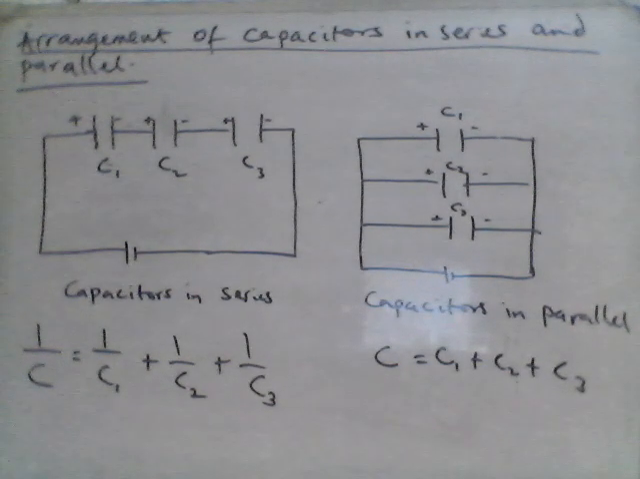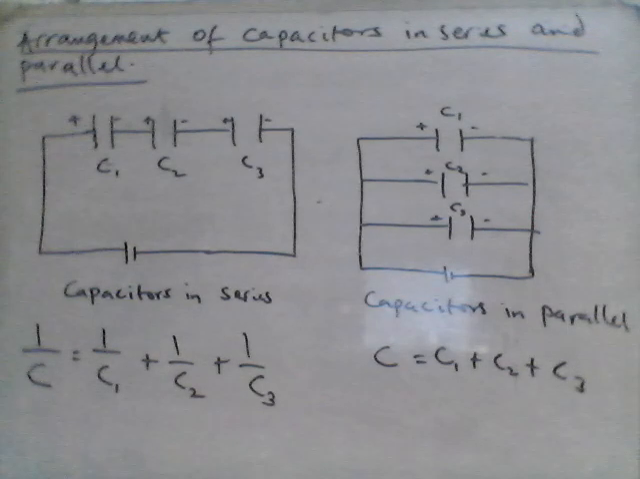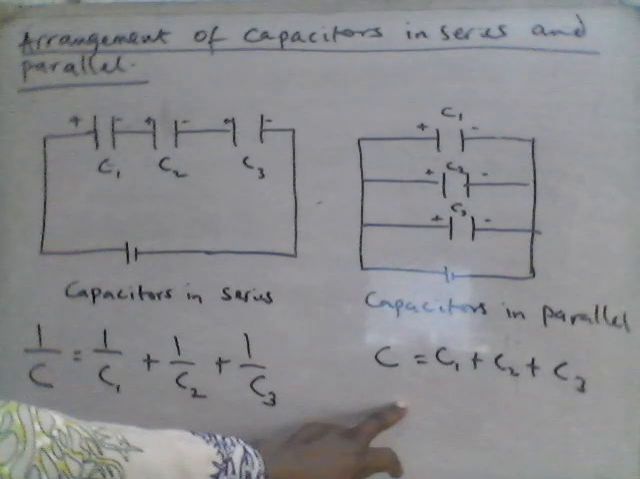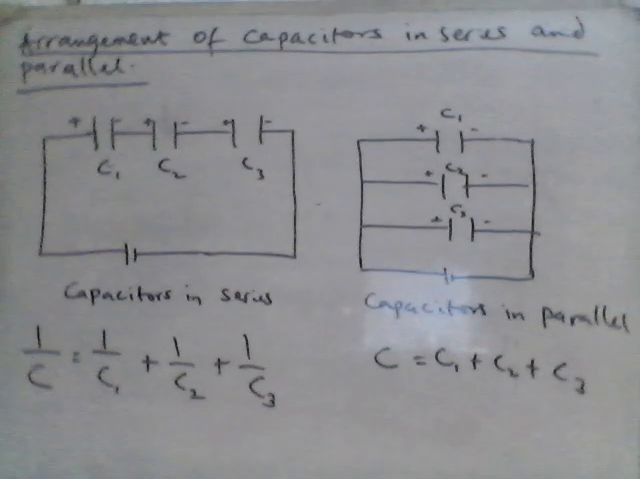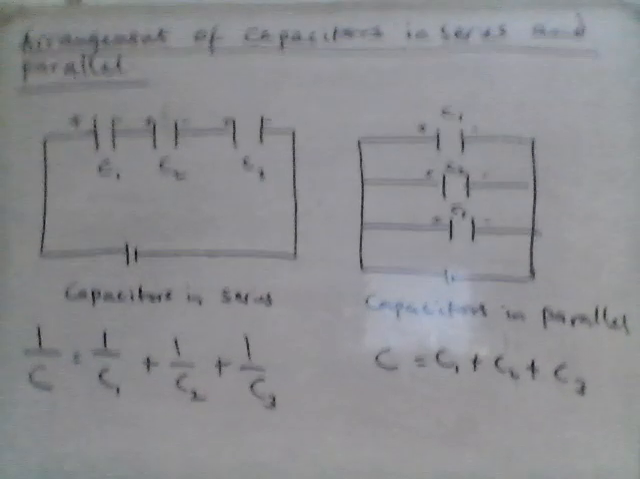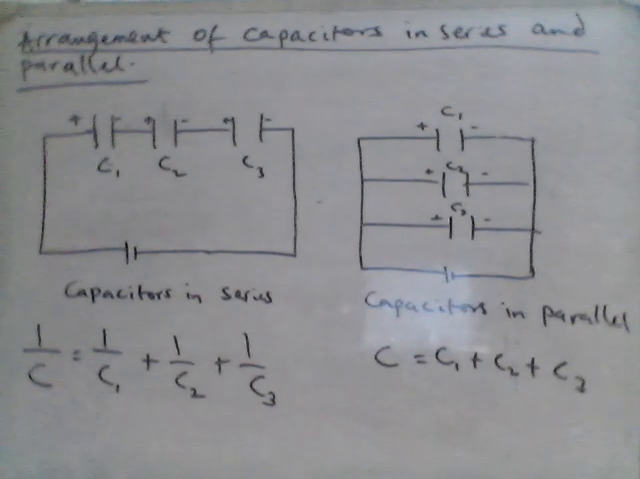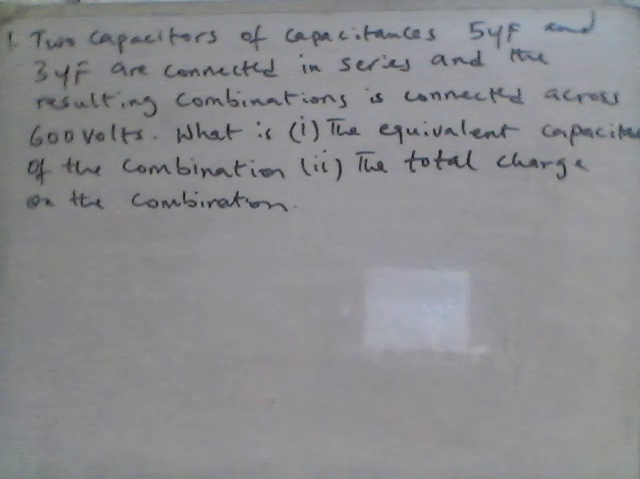So note that difference. The resultant or equivalent capacitance of any number of capacitors connected in parallel is the sum of the individual capacitances. The reciprocal of the equivalent capacitance of any number of capacitors connected in series is the sum of the reciprocals of the individual capacitances. Okay, so I have on the board an example we'll just look at.